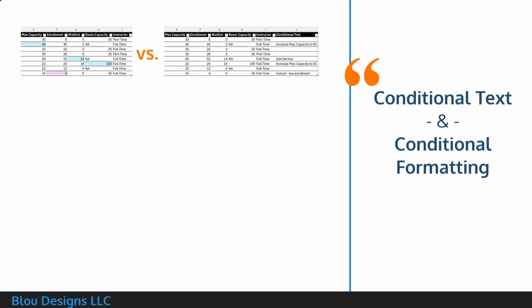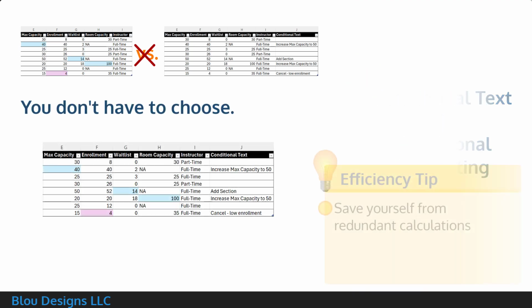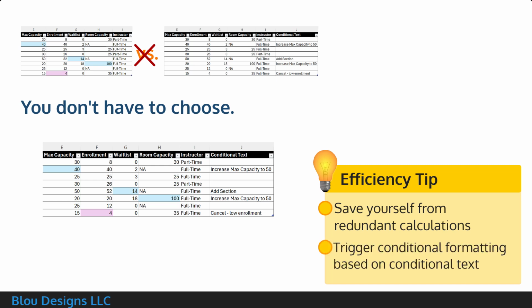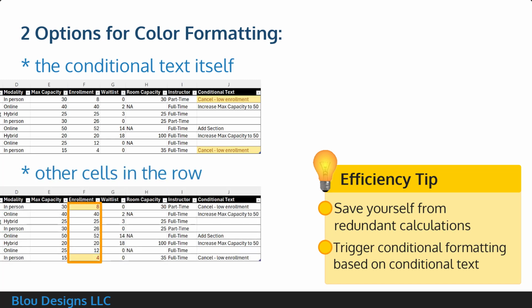While conditional text can replace conditional color formatting, there's also a good argument for using them together. To do this efficiently, rather than redoing the comparisons and calculations that triggered the conditional text in the first place, you'll apply conditional formatting based on your standardized conditional text values. But that doesn't mean you're stuck coloring the conditional text itself. You can color format other cells in the row by leveraging the fact that the conditional text has been displayed.